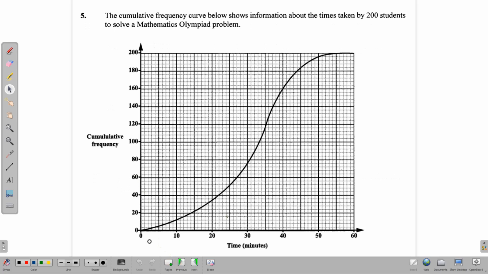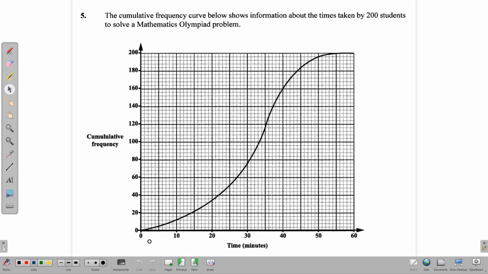Now, importantly, when you're doing these questions, you need to take some time to look at the scale that you're given, the scale that you're using. So here on our x-axis, our time axis, we have 2 centimeters representing 10. That would mean that each of these tiny lines is representing 1 minute. That's very important to remember. And on our y-axis, we have 1 centimeter representing 20 students. So each tiny line here represents 4 students. That is also important to remember.